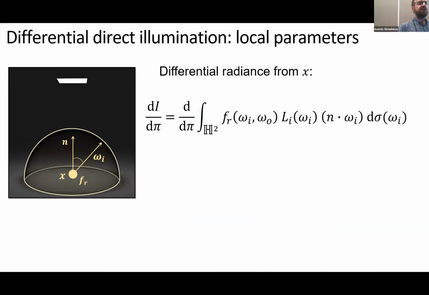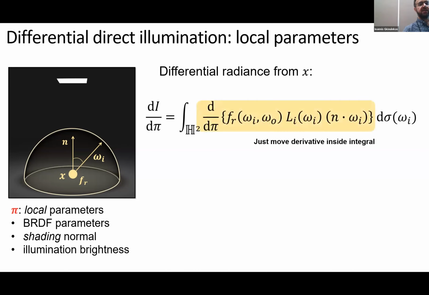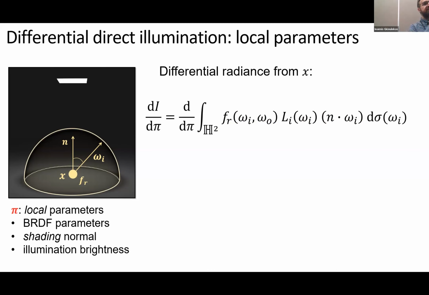And I'll start with a case where I differentiate with a set of parameters I like to call local parameters. As parameters, let me simplify the Reynolds transport theorem. For example, these include the BRDF at the point X, the shading normal, the illumination brightness. Basically, these are going to be parameters that don't deform any shapes in the scene and they don't move things around. So in this case, the differentiation of this direct illumination integral is pretty simple.